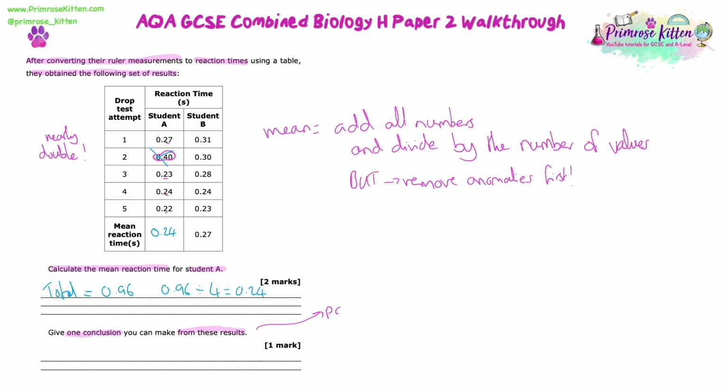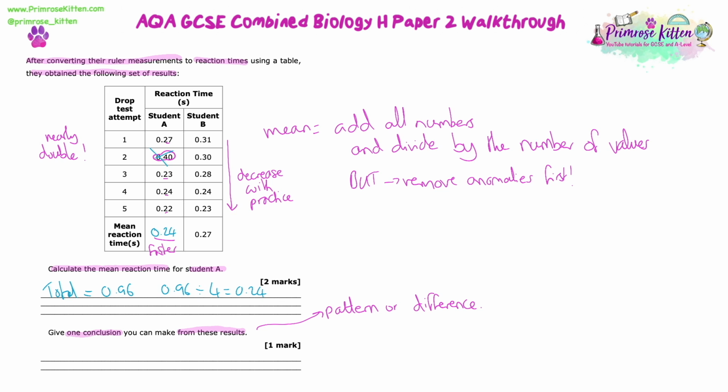Okay, part H. Give one conclusion you can make from these results. Well, if you're looking for conclusions, especially in the table, then you need to look for patterns or differences that you can talk about. So there's a pattern that I can see, which is that for both students, the reaction time decreases as they have more goes. So it decreases with practice, which might be something that you looked at when you did your reaction time.